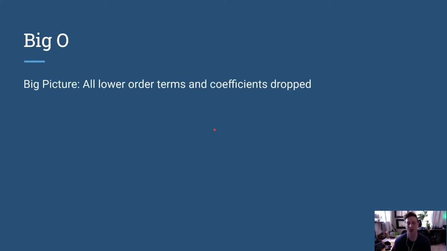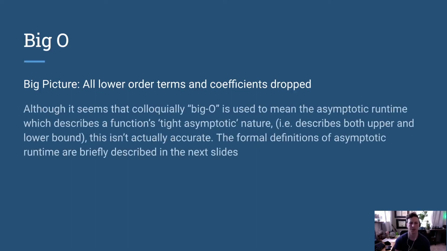All right, so let's specifically talk about big O. We already went through some intuition of why we drop lower order terms and coefficients. Also, I do want to point out that the term big O is colloquially used to mean something that's formally described as big theta.